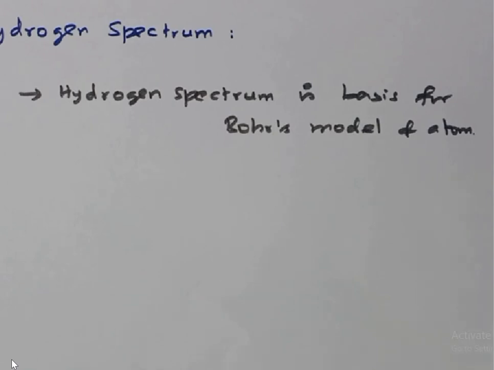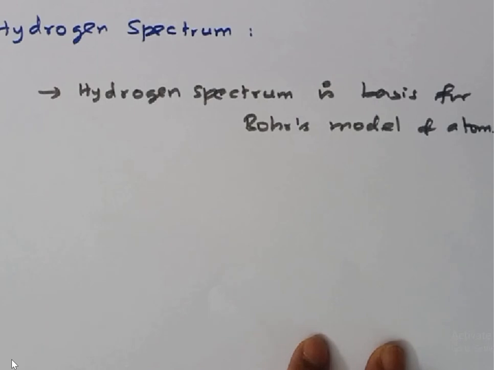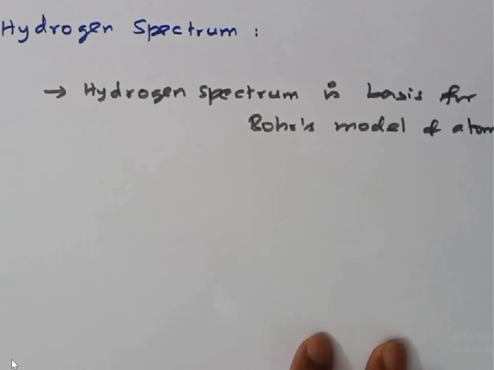So what we are going to do now is focus on what the hydrogen spectrum is, and what the different series of lines are that come out from the hydrogen atom. We are also going to see how to calculate the wave numbers of those lines. So we'll start now with the hydrogen spectrum.